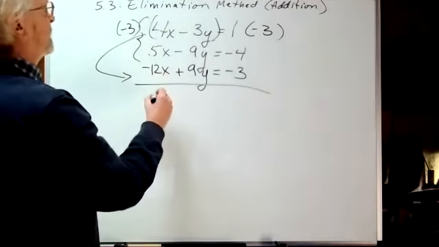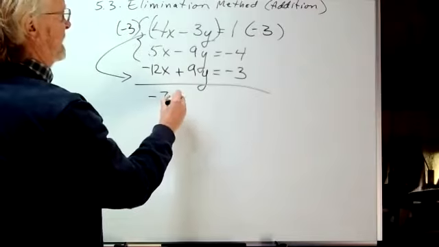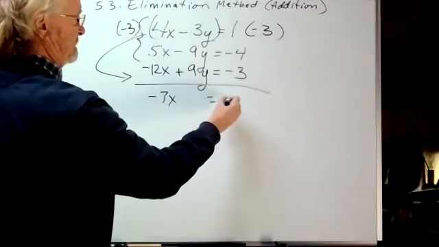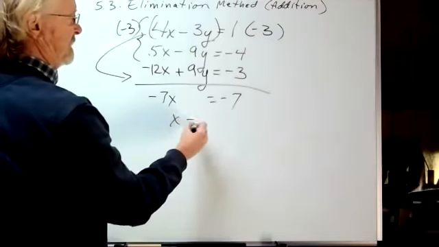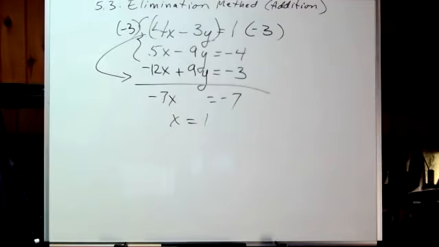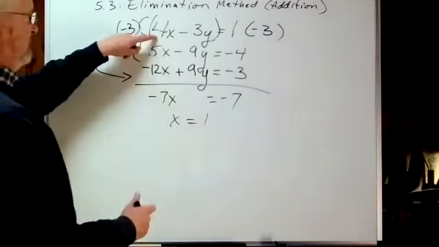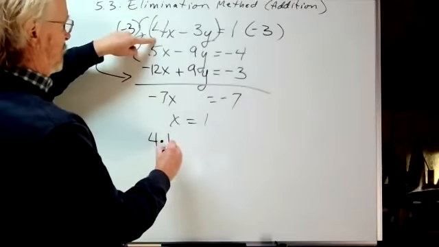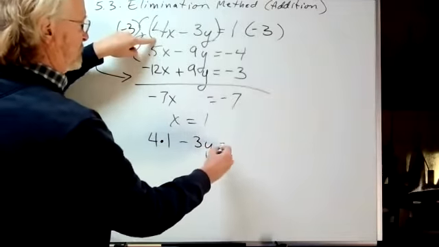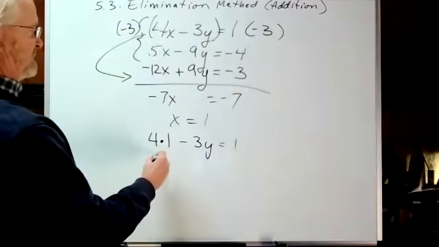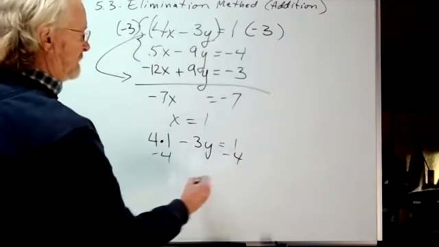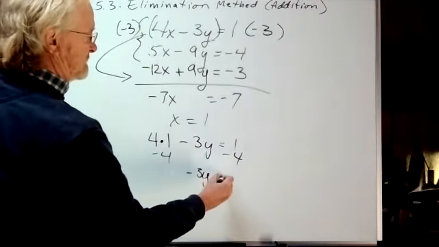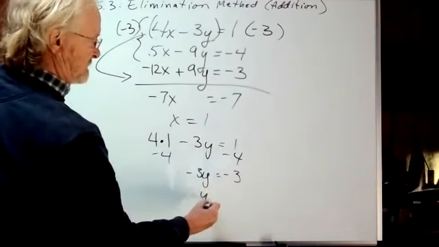So here that gives me negative 7x. The y's cancel, negative 7, I guess x is a 1. And always, got to plug it in someplace. Let's say, I'll go back to the original up here and say 4 times the 1 minus 3y equals 1. So that's a 4. I subtract 4. Negative 3y is negative 3. Y is also a 1.